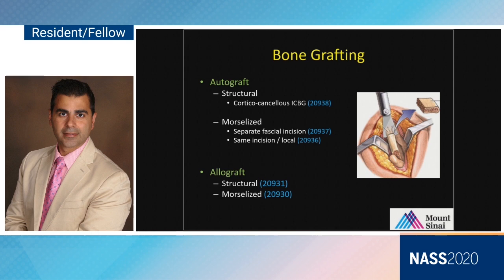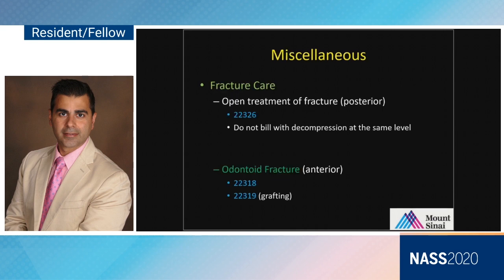Also, allograft can be utilized in the structural or morcellized form, and those carry their own unique codes as listed below. There can be other miscellaneous codes used in the cervical spine. For example, if you're doing a posterior approach for fracture fixation or dislocation fixation, that code is 22326. You can't bill that code along with a decompression code for work done at the same level.